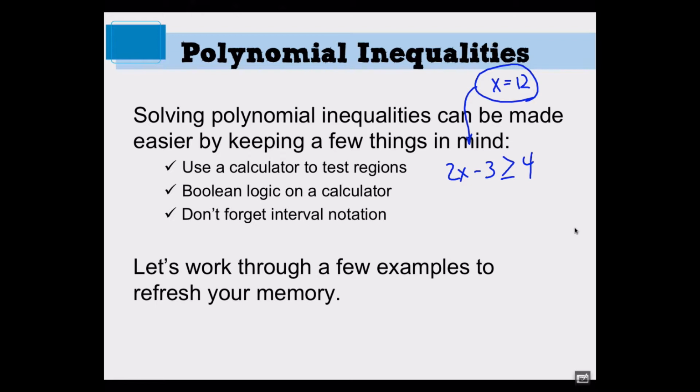When you hit enter, you will only ever get 2 responses. You will either get a 1 or you'll get a 0. You have to remember that 1 is true, 0 is false. What did we get for an answer? 1. True, because 12 times 2 is 24 minus 3 is 21, which is greater than 4.